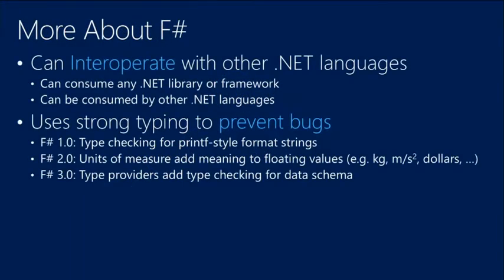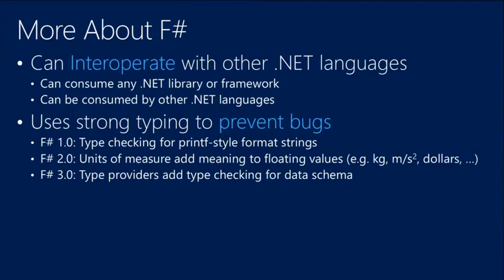Now, a little bit more about F#. F# is a 100% .NET language that targets the CLR, just like C# and Visual Basic. And that comes with some very important advantages. The first of which is that it can operate with other .NET languages, so it can consume any .NET library or framework. Anything that you use in C# or VB, you can use in F#. And it can be consumed by other .NET languages. So if I build libraries with F#, they can be consumed from C# or Visual Basic.